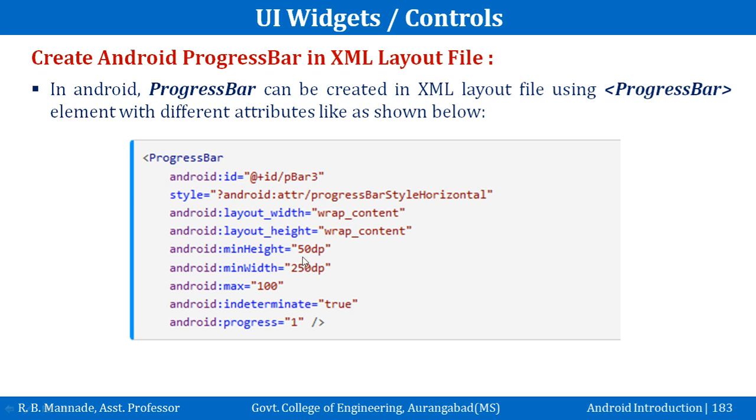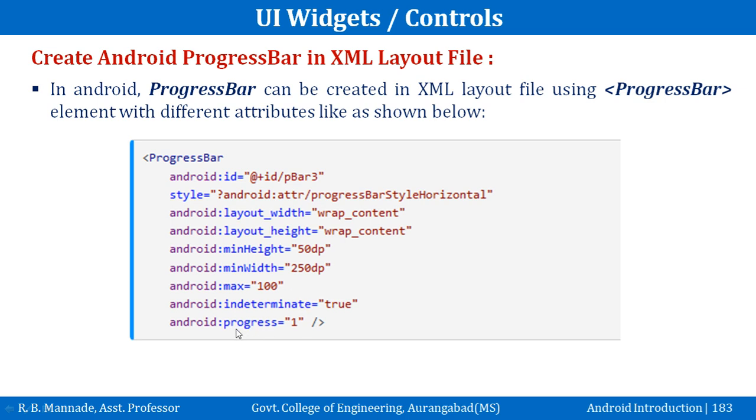So this minimum width and minimum height specify the width and height of the progress bar, and this max attribute defines the maximum value of that particular progress bar. It means what is the last value or what is the maximum progress that progress bar can show. For example, in this case, this is set to 100, then your progress bar will start from some initial value. Again, this initial value will be specified by this progress attribute.